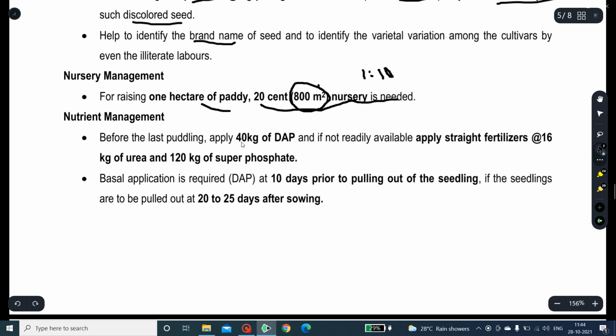For nutrient management, before the last puddling, apply 40 kg of DAP. If not readily available, apply straight fertilizers at 16 kg of urea and 120 kg of superphosphate. Basal application of DAP is required 10 days prior to pulling out the seedlings, and the seedlings ought to be pulled out 20 to 25 days after sowing.